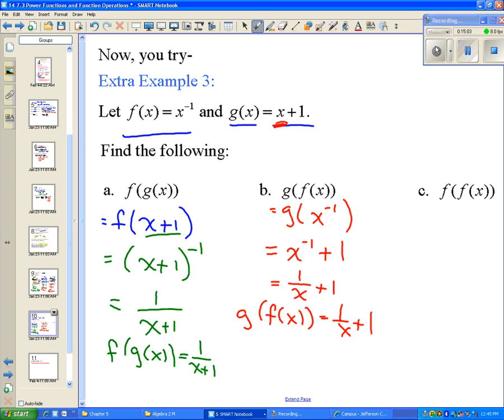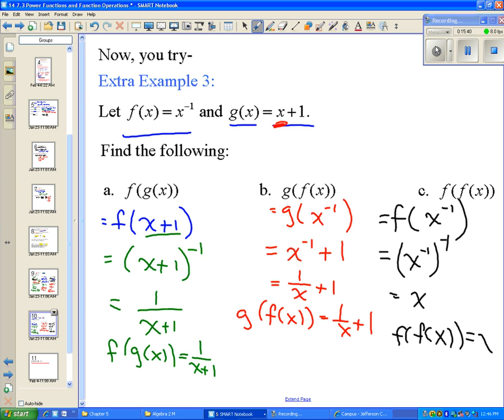Last problem, f of f of x. I'm going to say, well, I want f of, what's my f of x? x to the negative 1. Wherever I see an x, I have to plug in x to the negative 1. So I'm going to say x to the negative 1. I just plugged in negative 1. Power to a power, negative 1 times negative 1 is 1. So this is just x. So f of f of x, again, is x.